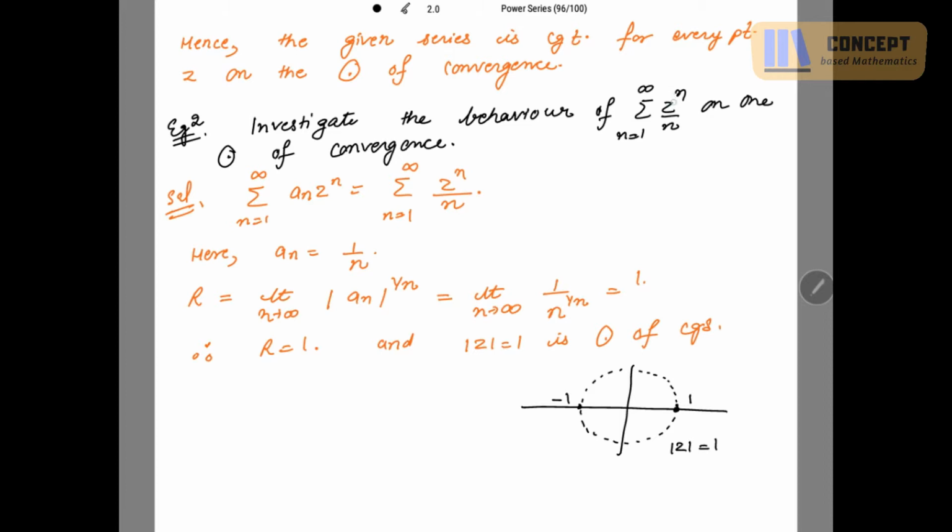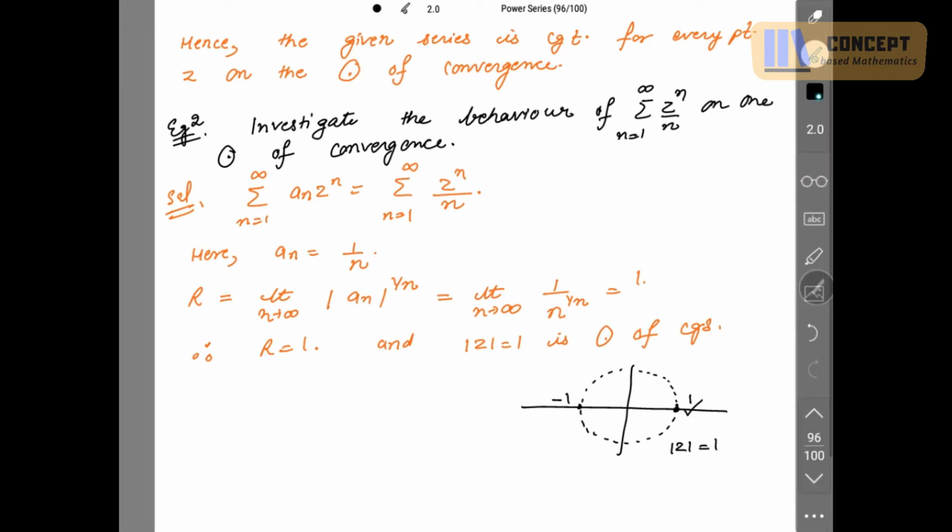Suppose z is 1, that is, if I take this point 1, then what is my series behavior? This is summation 1 by n. Oh, this is a divergent series. So at z equal to 1, the given power series is divergent. So at other points, is it convergent or divergent? Let's check.